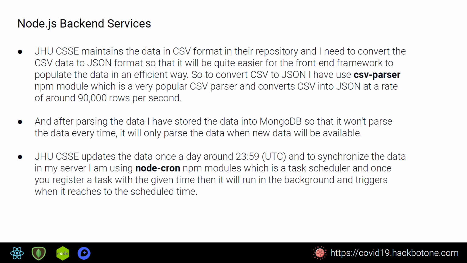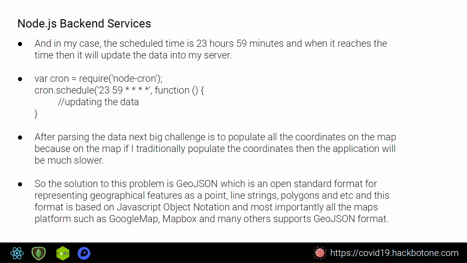And one most important thing is that Johns Hopkins updates the data based on UTC at 23 hours and 59 minutes. And in the server, I need to track the time in the background so that I can make the update process automatic. And to synchronize the data in my server, I'm using the node-cron npm module, which is a task scheduler, and once you register a task with the given time, it will run in the background and trigger when it reaches the scheduled time.